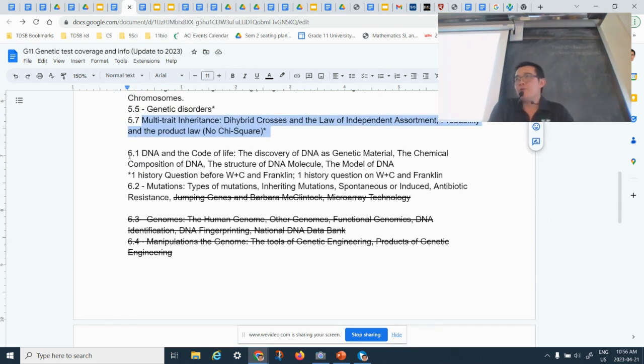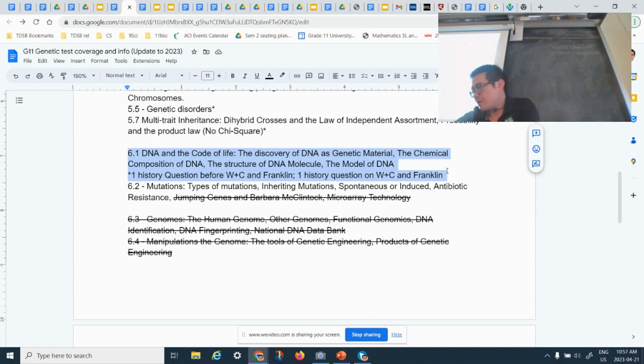Now, chapter 6, we're going to be focusing on just two things. First off, DNA and the code of life, what we talked about yesterday. The structure of DNA and the composition of DNA will be on the test, as well as a little bit of history on the discovery of DNA. As you see here, there will be one history question on Watson, Crick, and Franklin, that particular period and events.